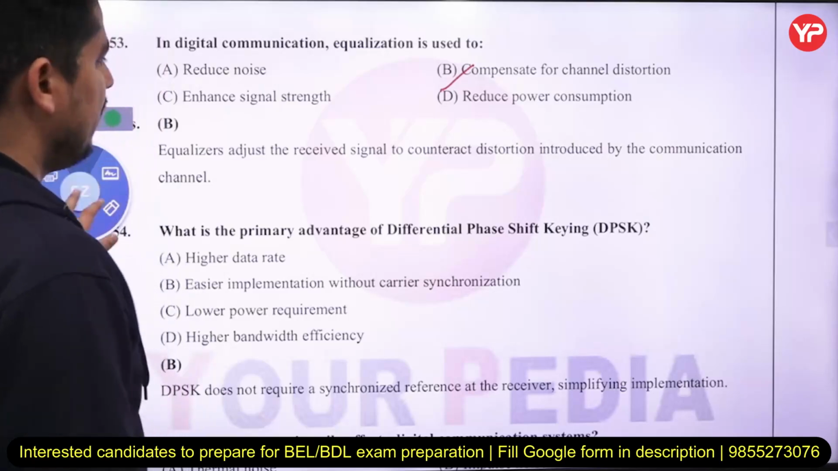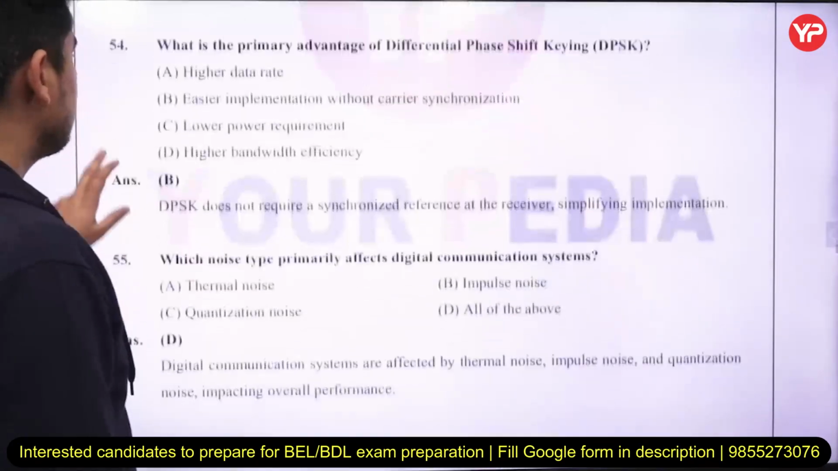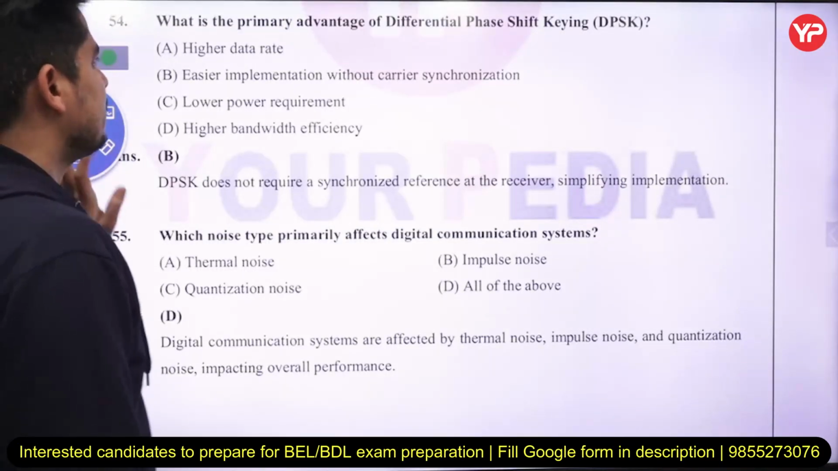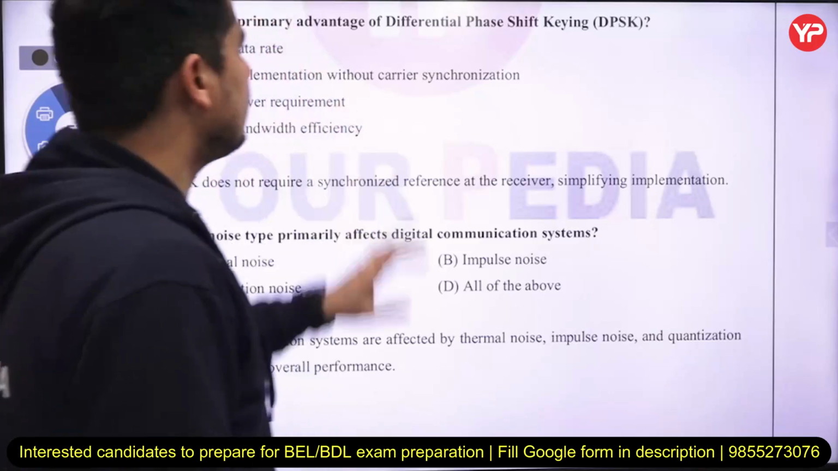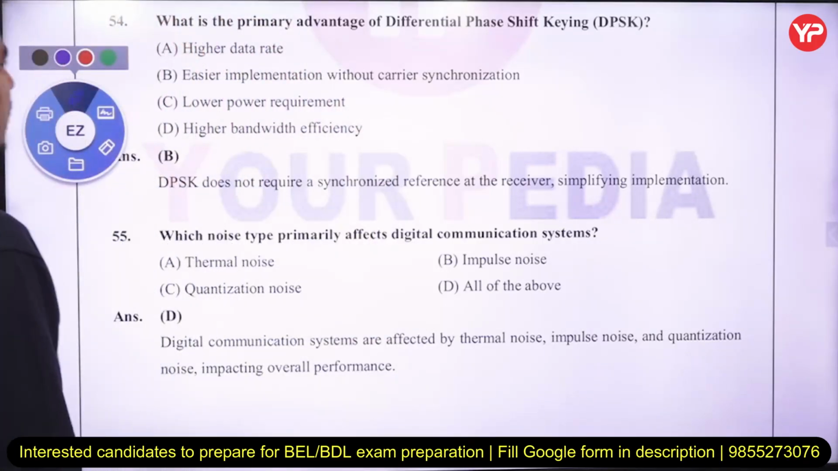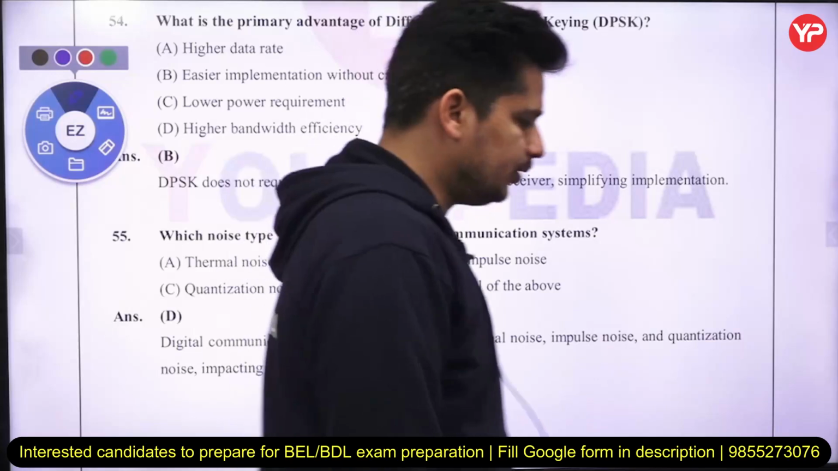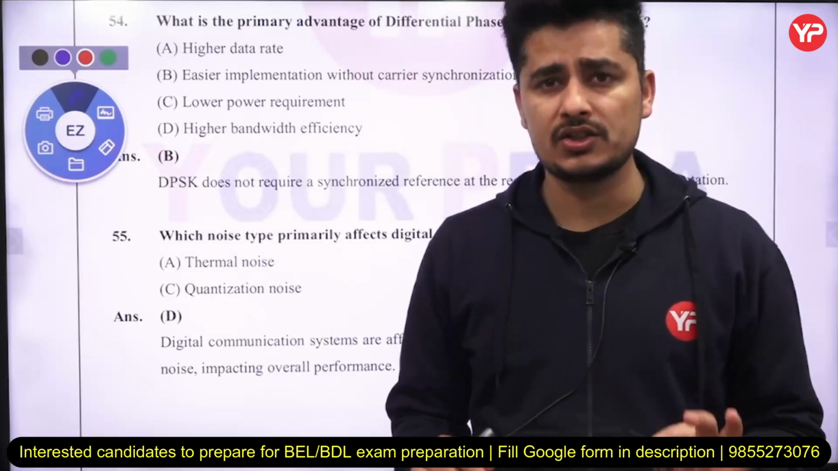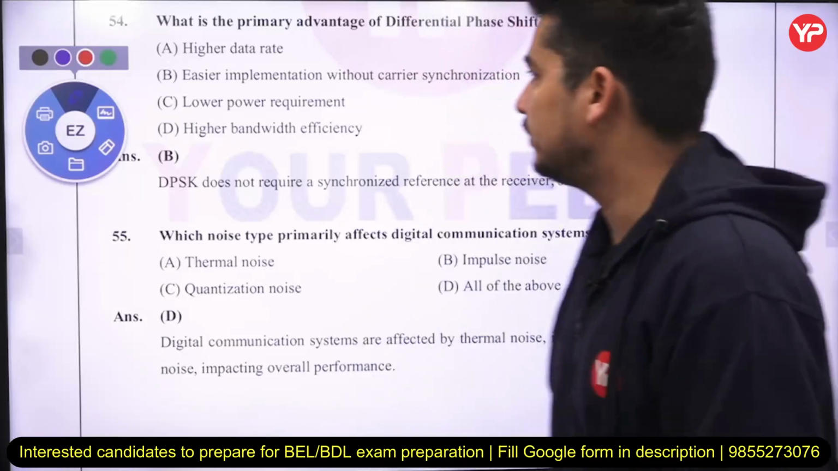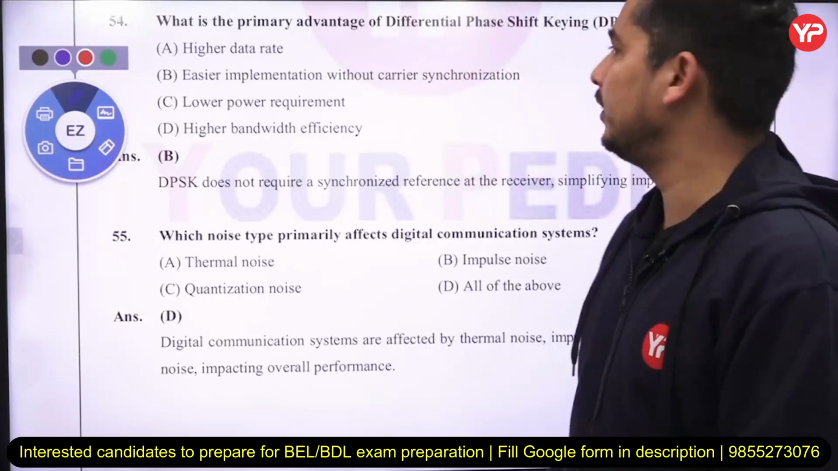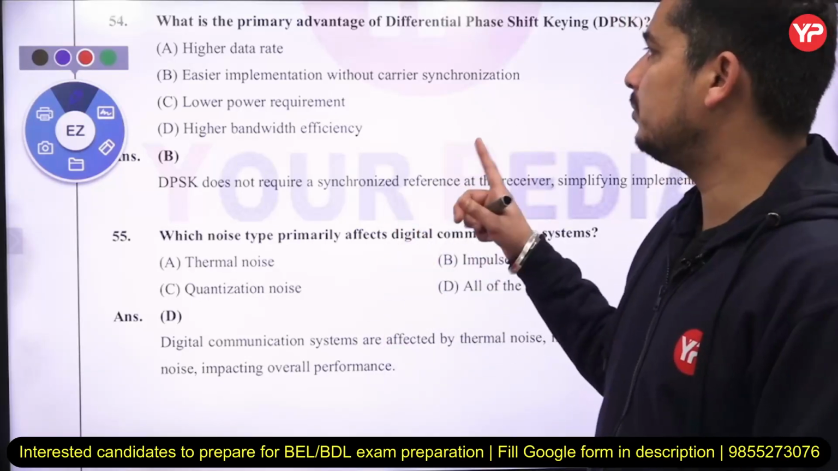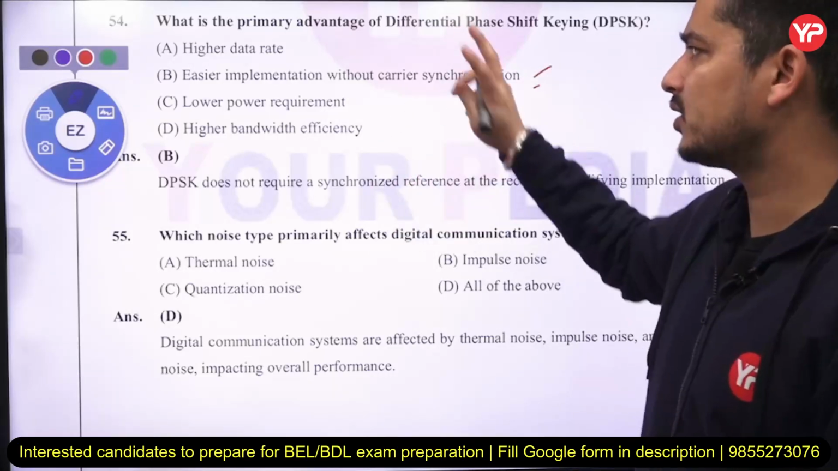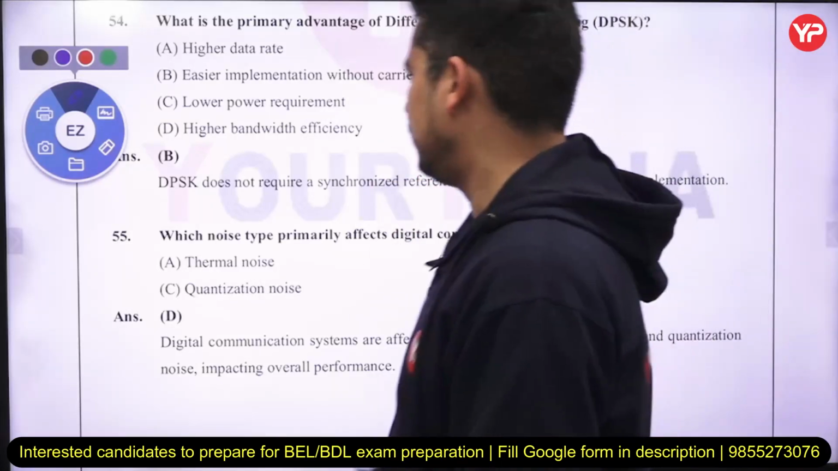Okay, next, what is the primary advantage of differential DPCM? Sorry, not DPCM, that is DPSK. What is the primary advantage of differential phase shift keying? See, in differential phase shift keying there is no carrier synchronization requirement, right? That is the main advantage of this one. So it is easy to implement without carrier synchronization. That is the main thing. Power requirement, bandwidth efficiency, and data rate will be the same as compared to the others, right?